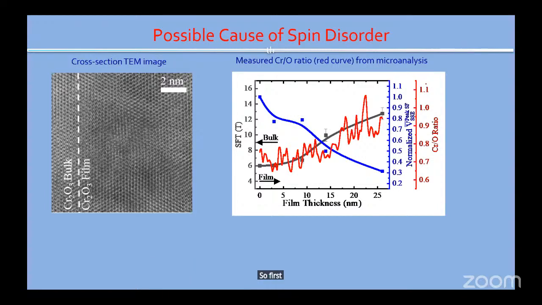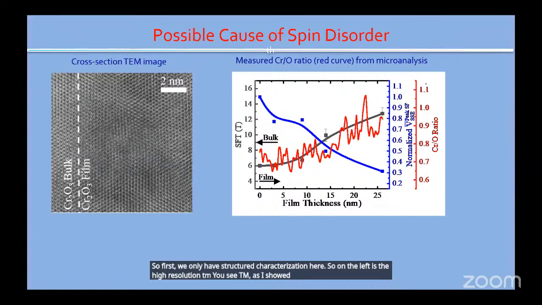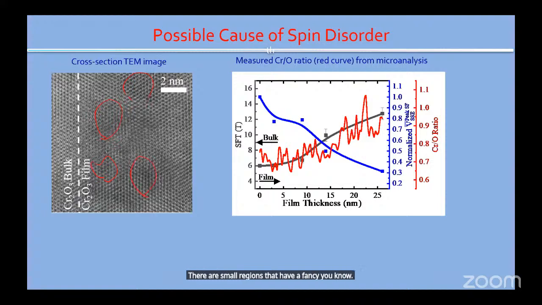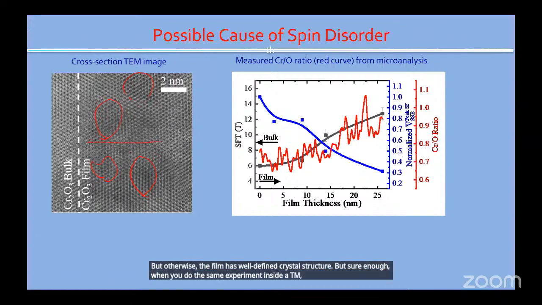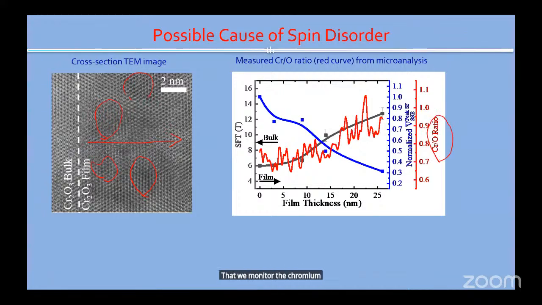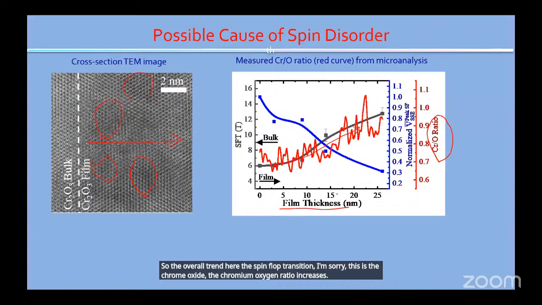So we're looking for possible causes of the spin disorder. First, we only have a structure characterization here. On the left is the high resolution TEM. You see, as I showed earlier, on a heteroepitaxial film, there are small regions that have a faint contrast variation, but otherwise the film has a well-defined crystal structure. But sure enough, when you do the same experiment inside the TEM to detect the X-ray signal, the energy dispersive X-ray spectroscopy, EDS, we monitor the chromium to oxygen ratio, which is the red curve. The overall trend is that the chromium to oxygen ratio increases as the thickness increases.